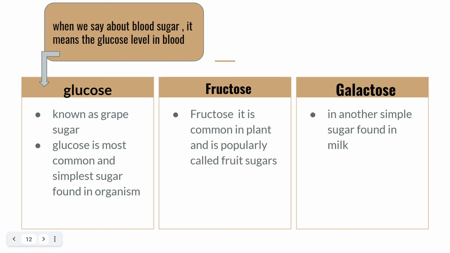Now glucose is found in many organisms. That's why glucose is very common. And some people say blood sugar. What is this blood sugar they're talking about? It's nothing but how much glucose level you have in the body. That's what blood sugar means.